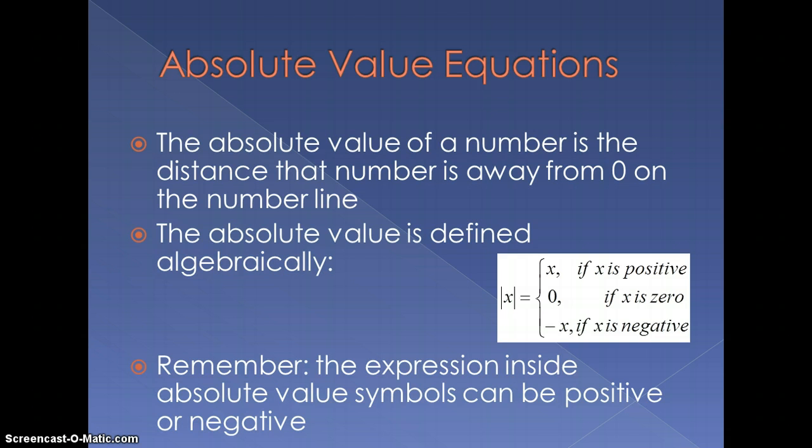Remember that the absolute value of a number is the distance that number is away from 0 on the number line. That means it has to be positive. Okay? Remember the expression inside the absolute value symbols can be positive or negative. What that means is the absolute value of 4 is 4. The absolute value of negative 4 is also 4. So whether it's positive or negative on the inside, when we actually take the absolute value symbol, it becomes positive.